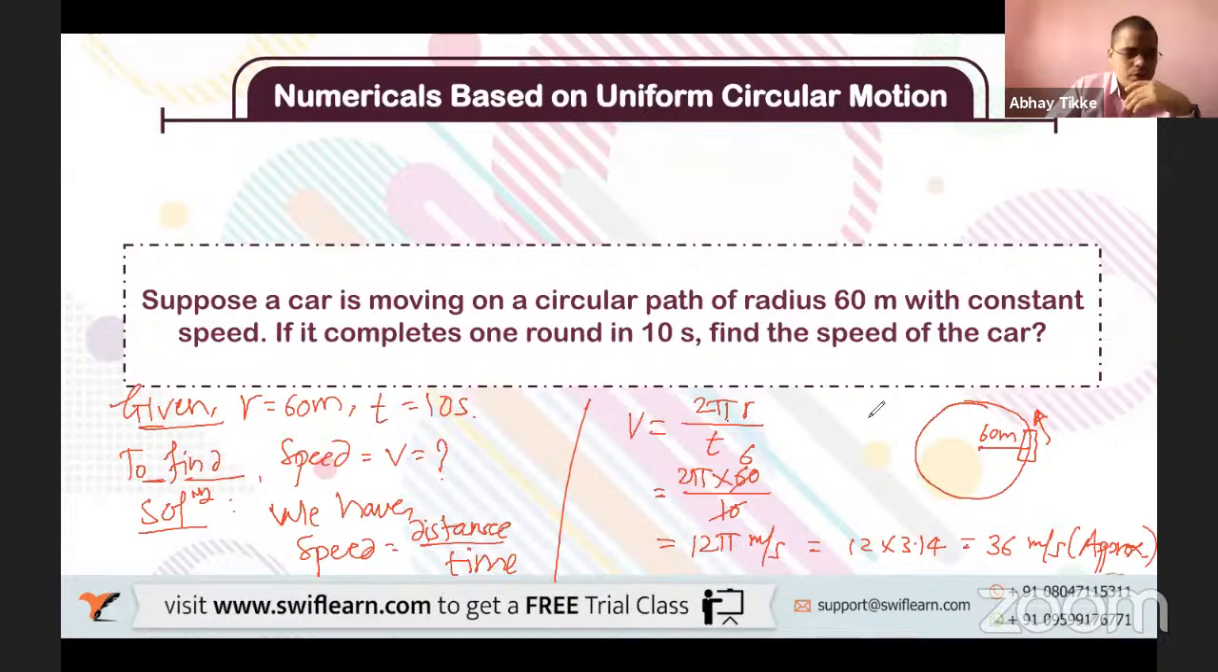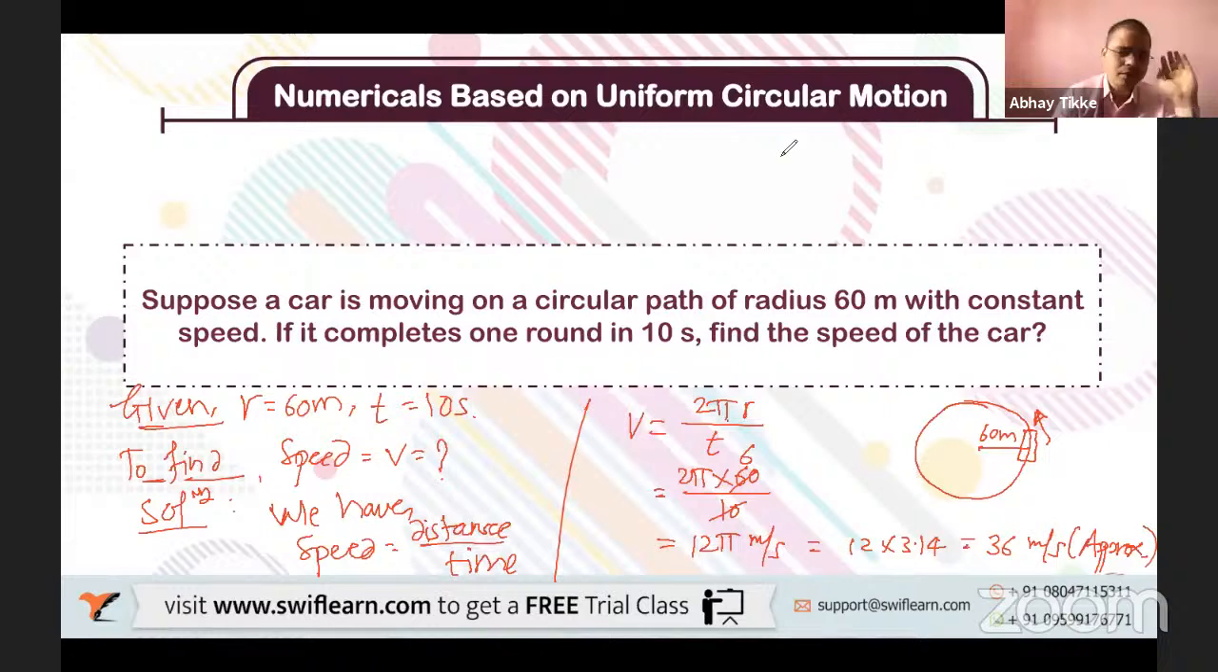Pretty simple question. We didn't ask for speed. Speed is equal to distance traveled by time. So distance is the circumference of the circle, that is 2 pi r, upon time taken as t, right? So 2 pi r, r is given, radius 60 meter, and time is 10 seconds, right? So put the values in the formula 2 pi r upon t and do the calculation and get the answer. So simple. Is that clear?